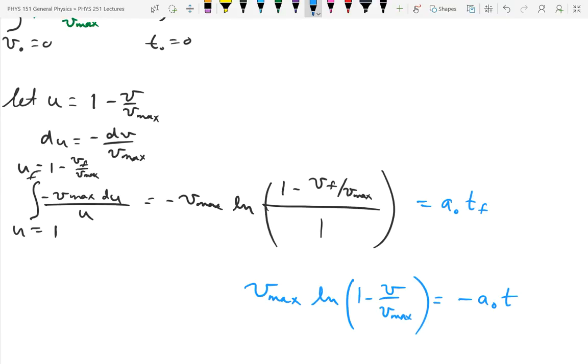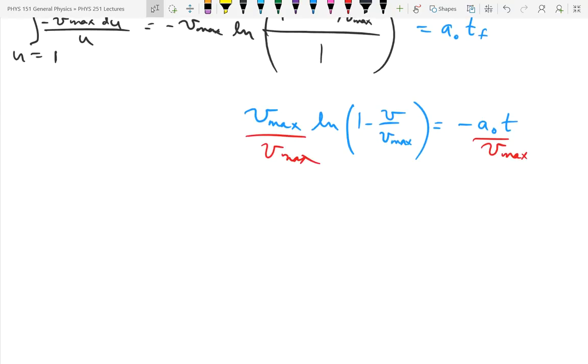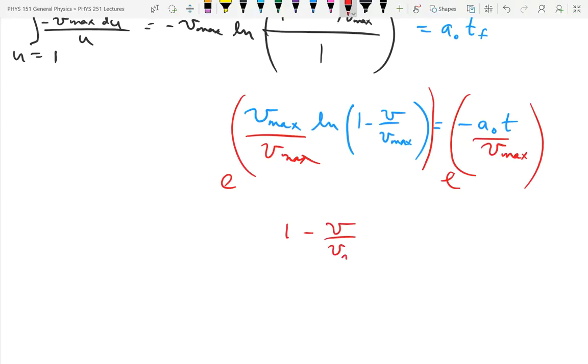This is just algebra now, but it's not simple algebra. What's the first thing you do? Divide by V max. Let's get that out of there. Now I have a natural log. How do I get rid of the natural log? I use the inverse function of natural log, which is exponential. So now I'm going to take e raised to all this is equal to e raised to all that. And that gives me 1 minus v over v max equals e to the minus a0t over v max.